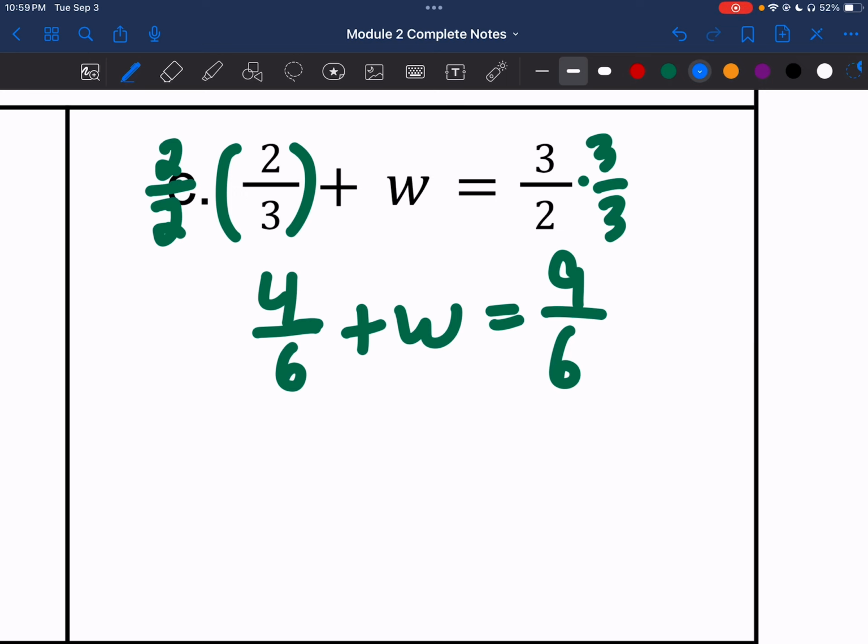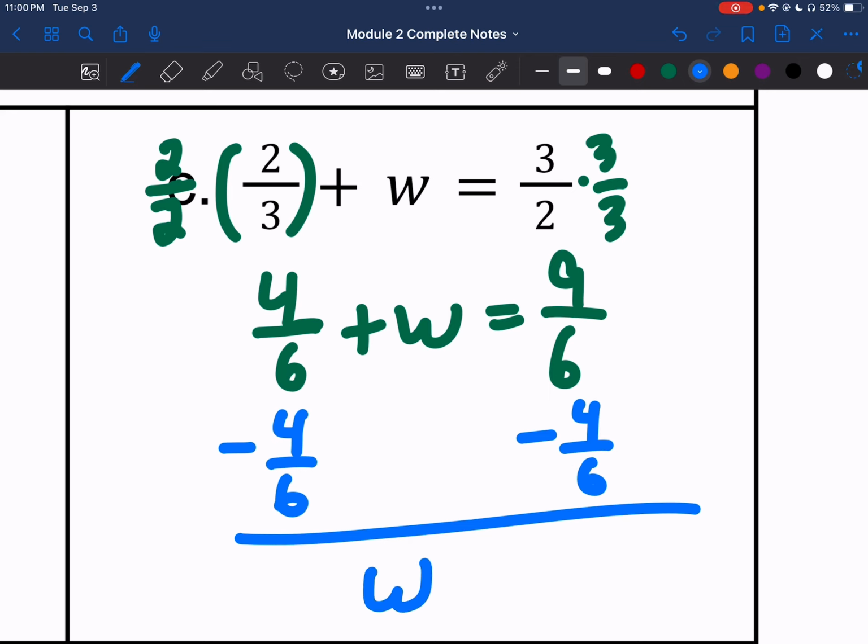Now we can do our subtraction. So we're going to subtract 4/6 from both sides. And we get that W is equal to 9 minus 4, which is 5/6. If you don't remember, when we have a common denominator, we subtract or add the numerators and we keep our common denominator. And as always, when we're dealing with fractions, we need to look and see, is this something that I can simplify? 5 over 6 is not something that can be simplified. There's no common terms there.